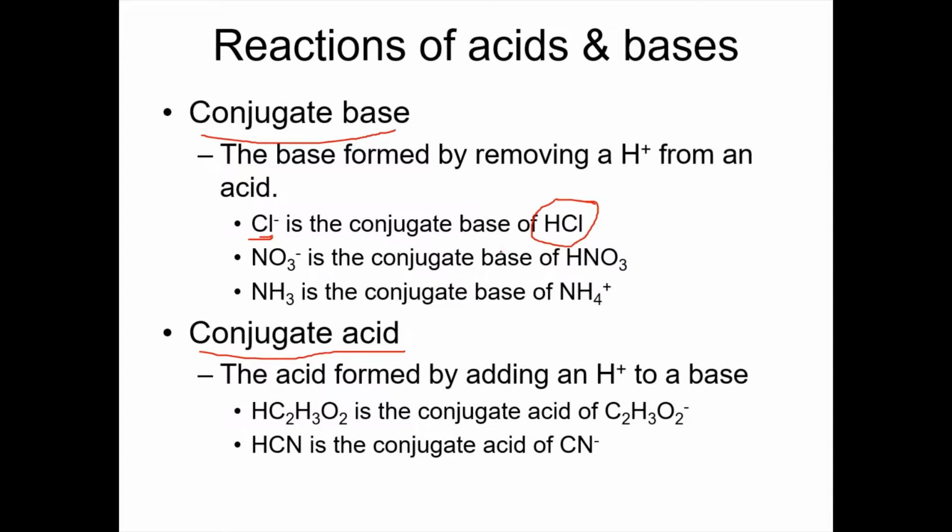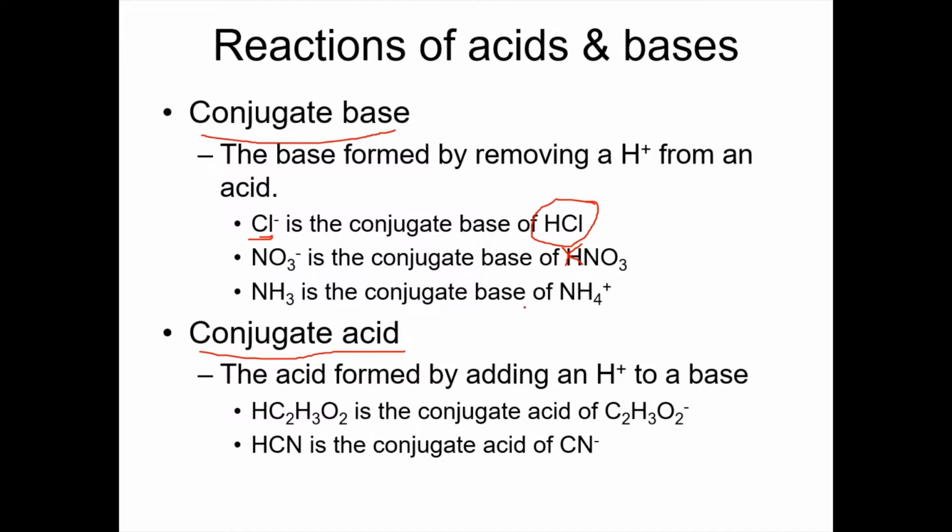If I start with HNO3, nitric acid, and I get rid of the H, what am I left with? NO3, nitrate. So therefore, NO3 minus is the conjugate base of HNO3. Can you see that? It's the acid without the hydrogen in front of it. And chloride is specifically the conjugate base of HCl. Chloride is not the conjugate base, nor will it ever be, of HNO3 because HNO3 has no chlorine in it, and vice versa.